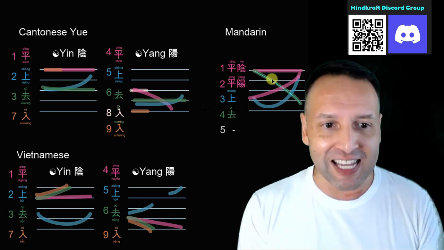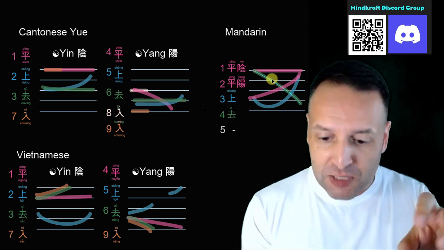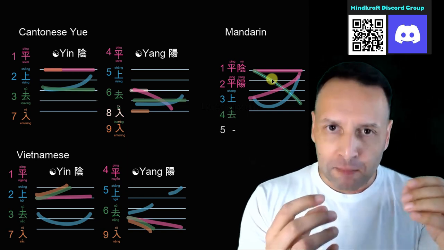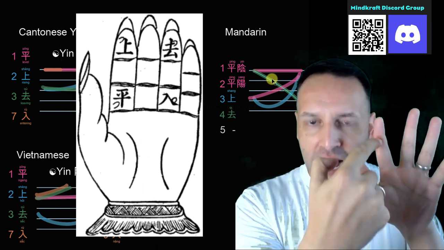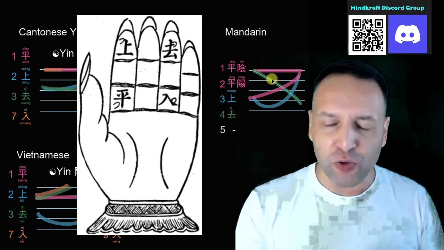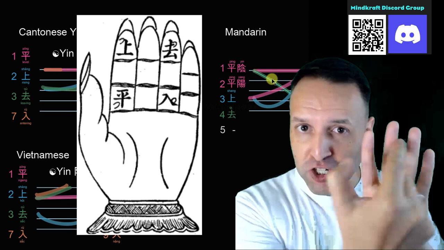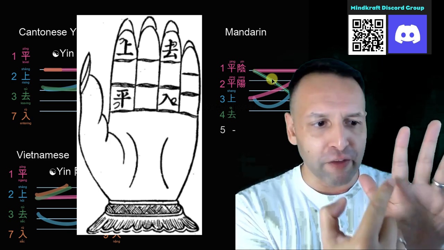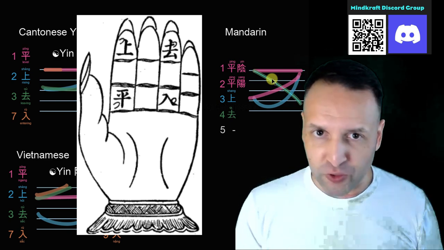But anyway, let's get into it. Cantonese built on the Middle Chinese basic system of 4 tones. So we have ping, level, shang, rising, chu, departing, ru, entering. Now, what do those words mean? Ping just means normal voice. Okay, and I'm using my fingers because traditionally they would write them on their fingers, ping, shang, chu, ru, like this to remember them. They're important for poetry, but you'll learn that later.